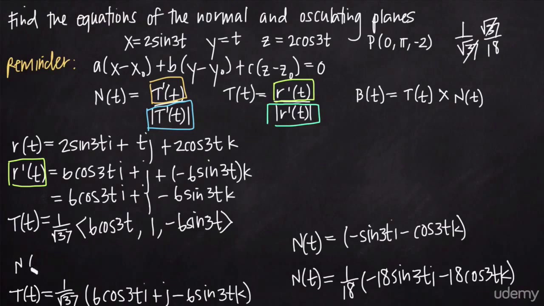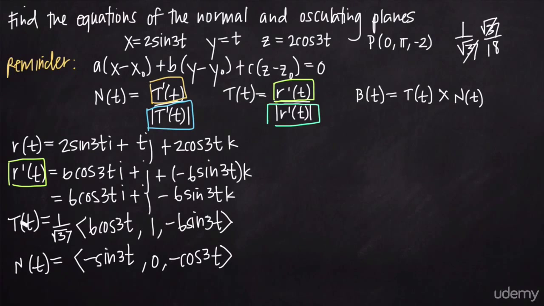And then for the normal vector, capital N of t, we'll do the same thing here. So we have no coefficient, and then in front of the i we have negative sine of 3t. There's no j term, so we've got 0 here, and then the coefficient in front of k here, we've got negative cosine of 3t. So now that we have the components of the unit tangent vector and the unit normal vector, we can go ahead and find the binormal vector, which we're going to find by taking the cross product of the unit tangent and unit normal vectors.